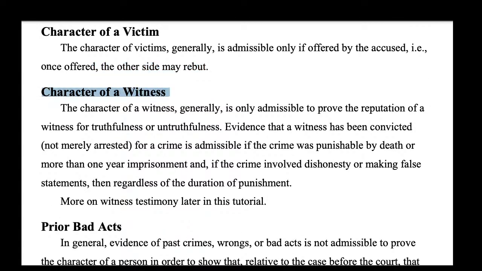Character of a witness. The character of a witness generally is only admissible to prove the reputation of a witness for truthfulness or untruthfulness. To prove the reputation, prove the character. The evidence that a witness has been convicted, not merely arrested, for a crime is admissible if the crime was punishable by death. Well, how could he be there if he's dead? Or more than 1 year imprisonment, and if the crime involved dishonesty or making false statements, then regardless of the duration of punishment. More on witness testimony later in this tutorial.